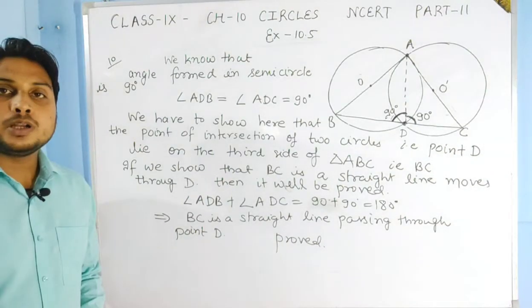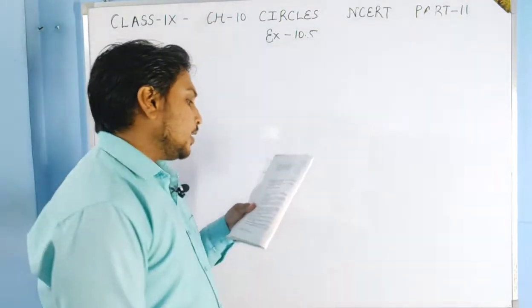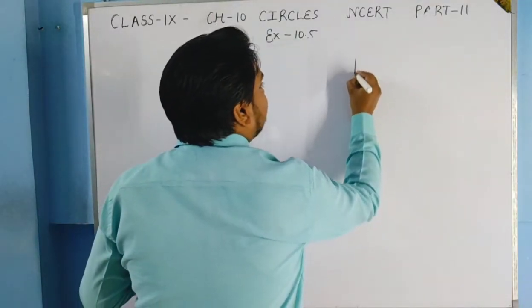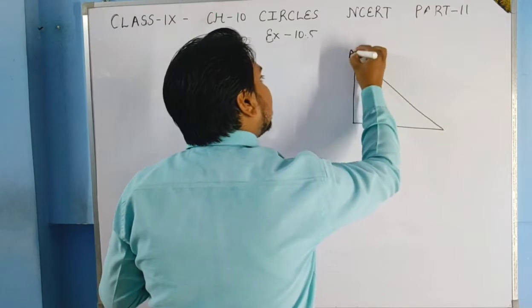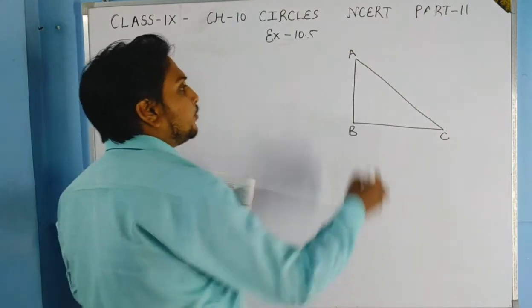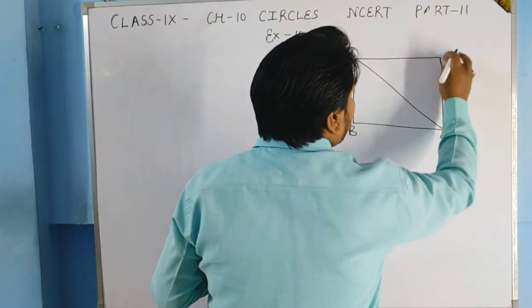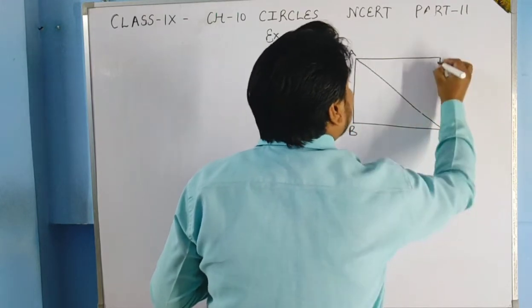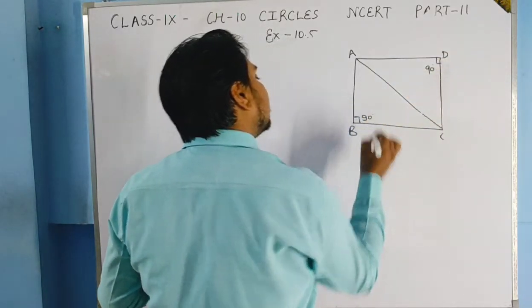Now you can pause the video and note it down. Coming to question number 11, students. Question number 11 is, ABC and ADC are two right triangles. Suppose this is A, this is B, this is C. And ADC, from this one more triangle is formed, which is right. Right means that one angle of the triangle will be 90 degree. So this angle is 90 degree, this is point D, and this angle is 90 degree.